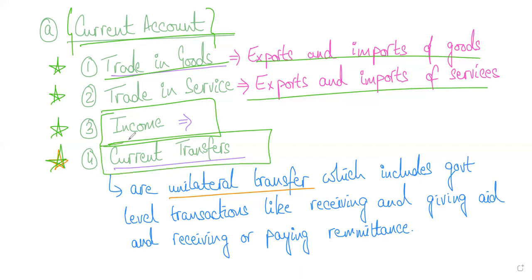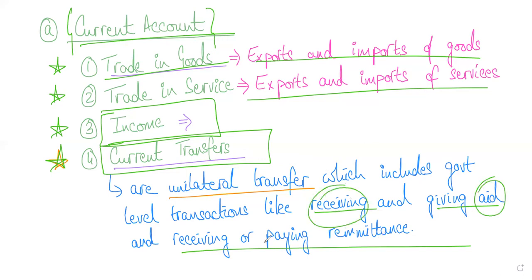Then you have current transfers. What do we have on current transfers? Current transfers are unilateral transfers, meaning one-way transfers, which includes government level transactions like receiving and giving aid and receiving or paying remittance. So every time we receive loan or receive aid or we receive remittance, that will be inflow, and every time we pay loan, when we pay remittance, that would be outflow. Easy? Students, is this simple? Any confusion so far? Anything that's not clear? Good on this?